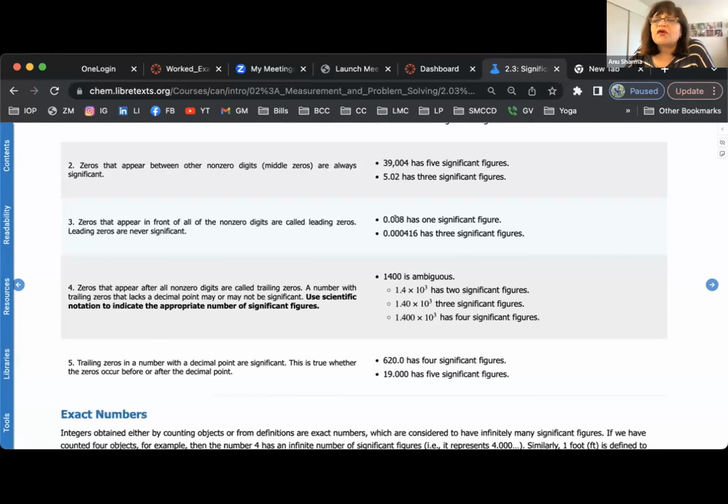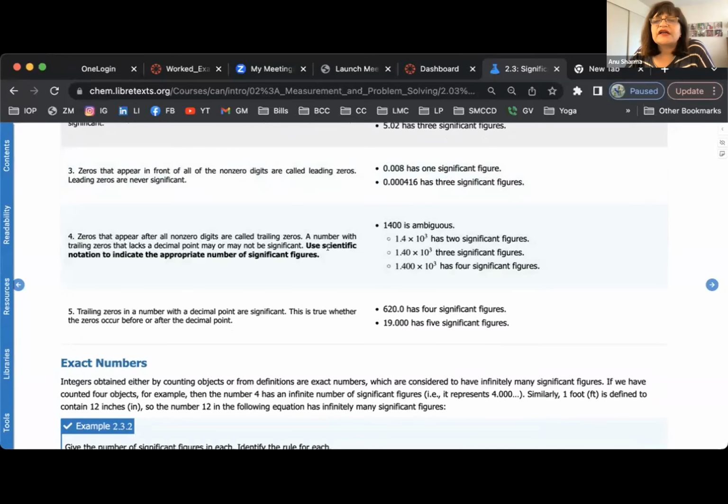Next is the zeros that appear in front. Now those are called the leading zeros. Those are not important, so those are not counted. Those are ignored. So it's only the first number, 8. So this is only one significant figure. Now here, 0.000, these 4 zeros are all dropped, so only 3 significant figures here. So anytime you have these type of numbers, the leading zeros are all dropped.